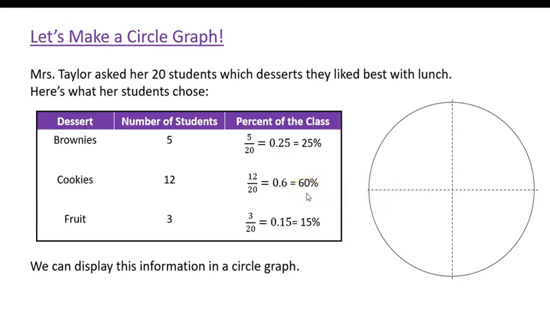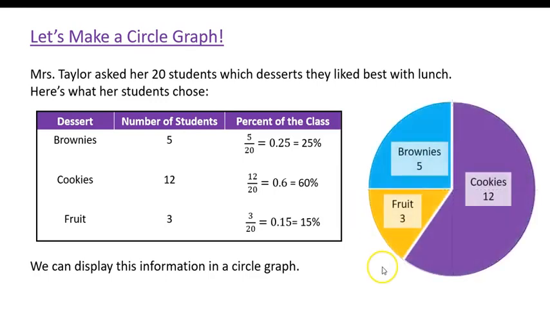60% of the students chose cookies. Well, 2/4, or a half of the circle, is 50%. We want that and a little bit more for 60% cookies. And then 15% is less than a quarter. That's going to be what remains of the circle.